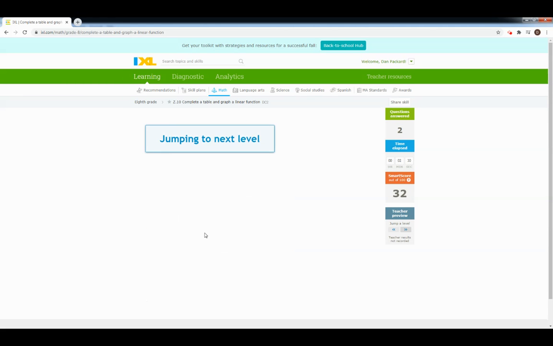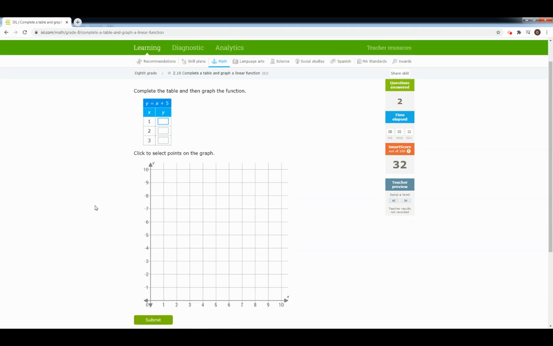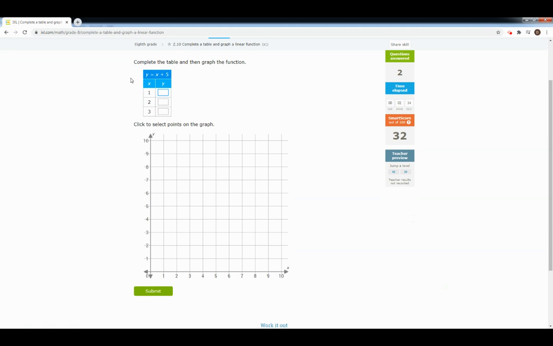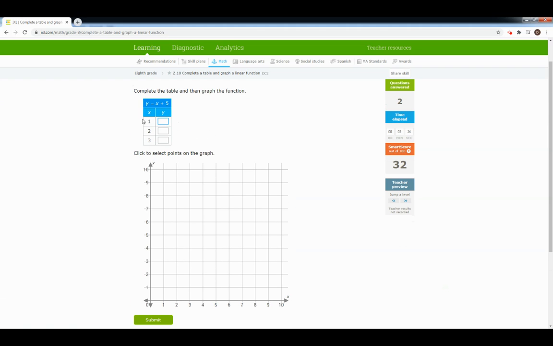All right, let's jump a level. Okay, now this time you don't get 0, but that's okay. We're going to plug in 1. 1 plus 5 is 6. 2 plus 5 is 7. 3 plus 5 is 8. Okay, I'll plot 1 comma 6, and I'll plot 2 comma 7.